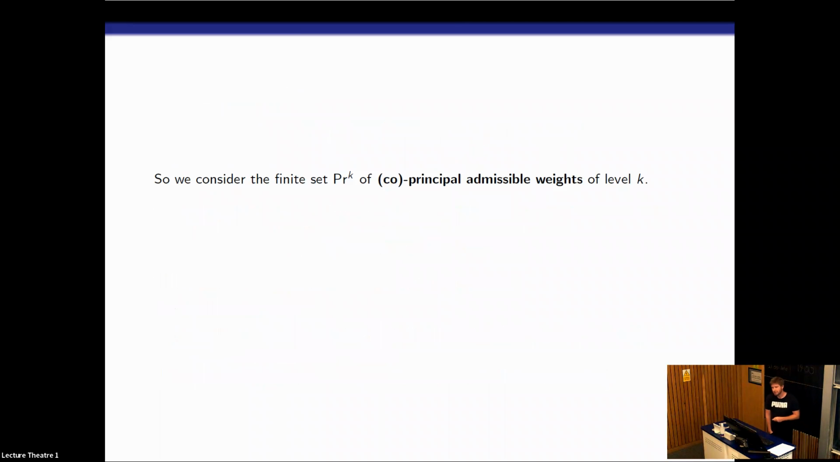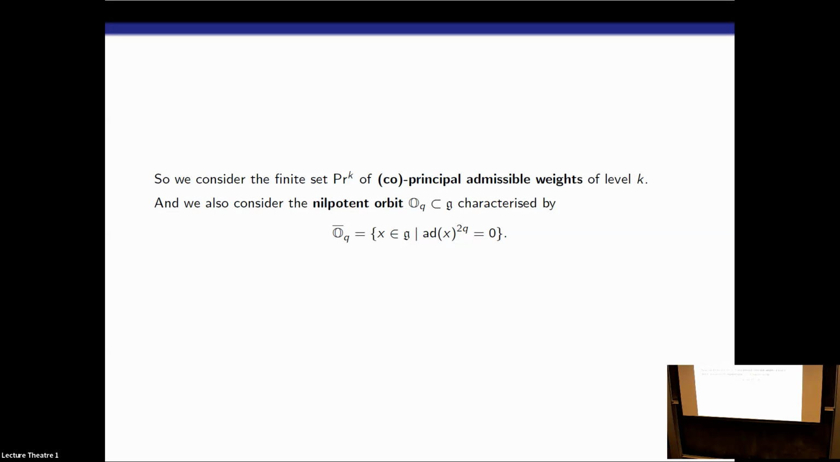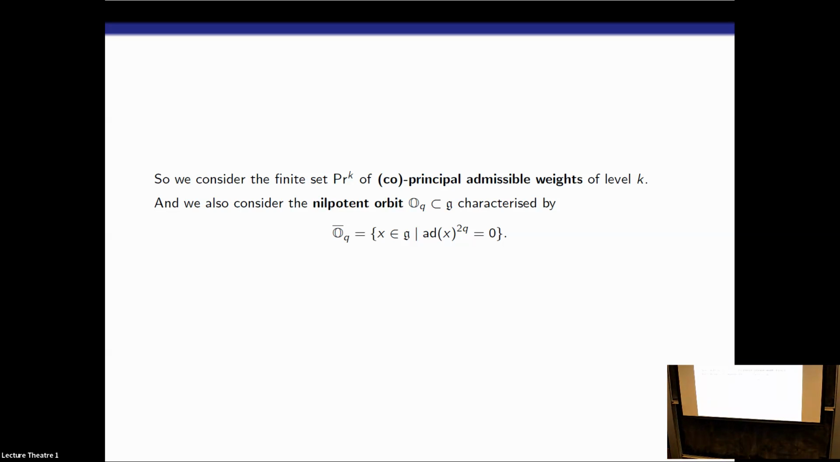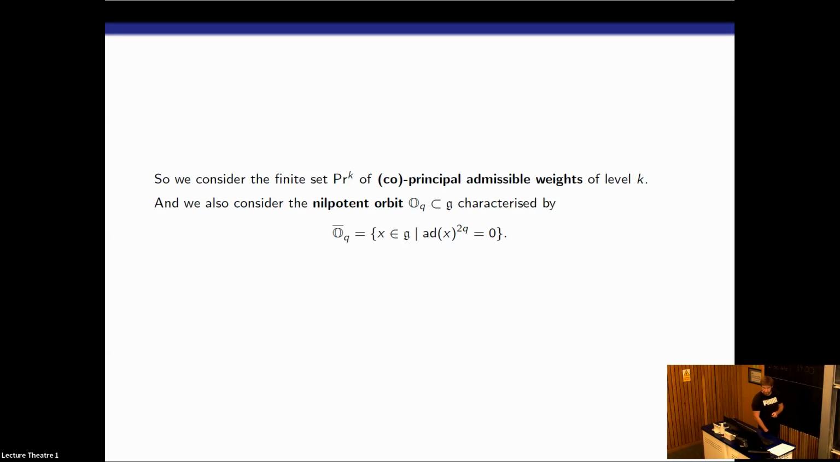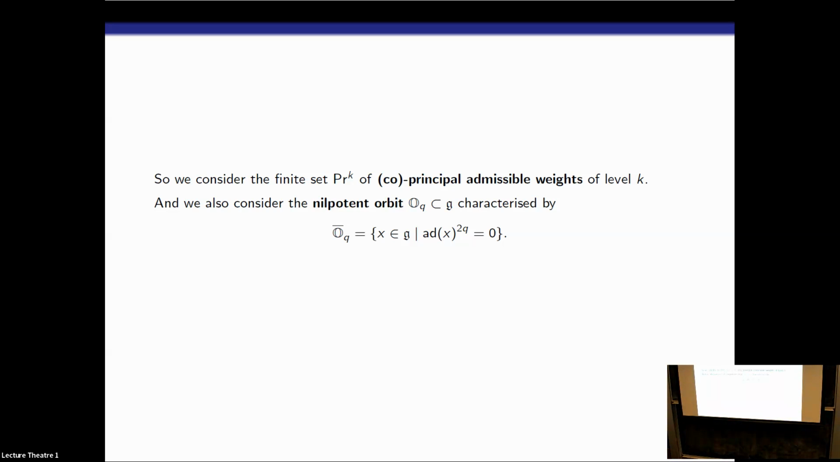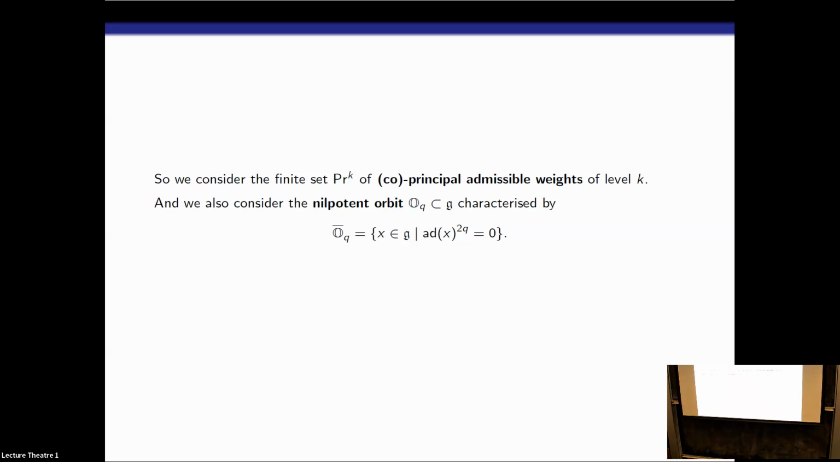Okay, so we have the set of principal or co-principal admissible weights of level K. Another ingredient that I want to recall is this: now we have this admissible level K. It has a denominator Q, and a certain distinguished nilpotent orbit gets associated to that, which we call O_Q, characterized by the fact that its closure is the set of elements that are nilpotent of order 2Q. Again, this is in the principal case. In the co-principal case, it's slightly different, but similar.